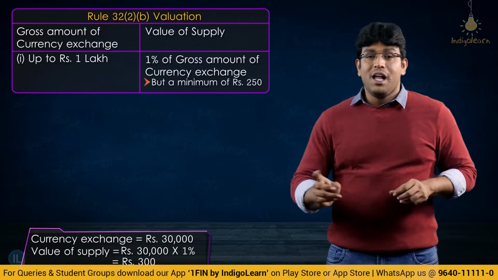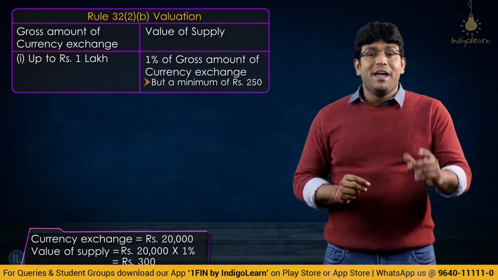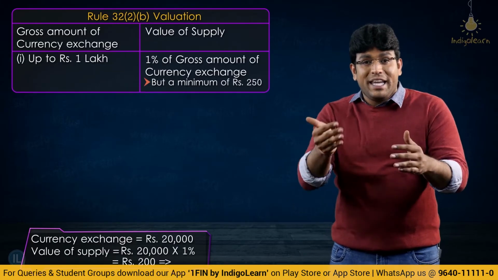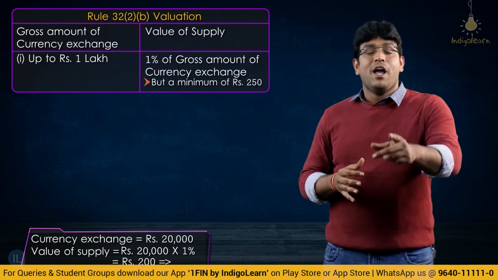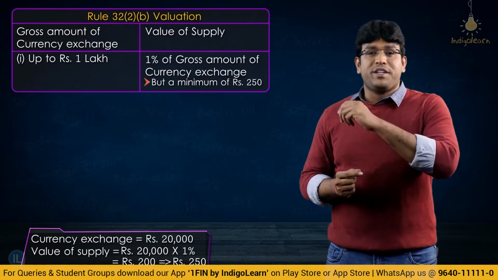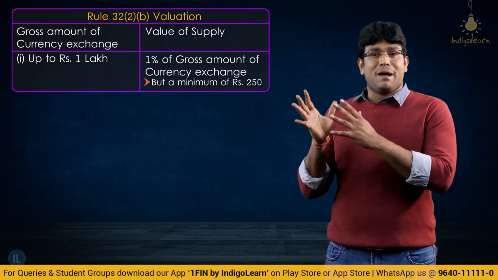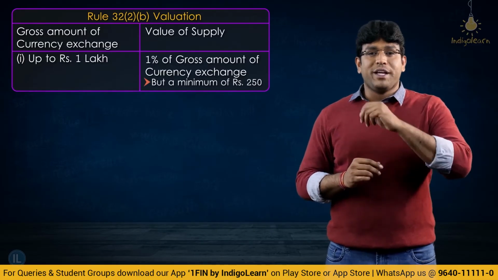Done. Fantastic. Now let's say for a second, currency exchange is 20,000 rupees. Then 1% of 20,000 will come to 200 rupees. But even though it is coming to 200 rupees, still we will take the value of supply as 250 rupees only, because the minimum figure will be 250 rupees. Come on friends. So what is the value of supply now? If it is up to 1 lakh, 1% of currency exchange, minimum 250 rupees.